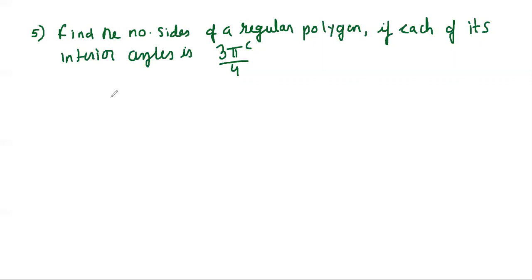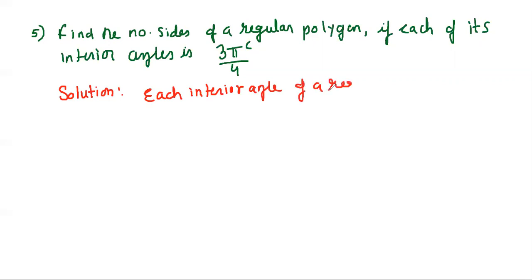So what I will do, I'll start solving this. Wait a second, let me take another color. I will write the solution over here. Each interior angle, which is already given. So what is each interior angle of this regular polygon? It is 3 pi upon 4 radians, already given to us.